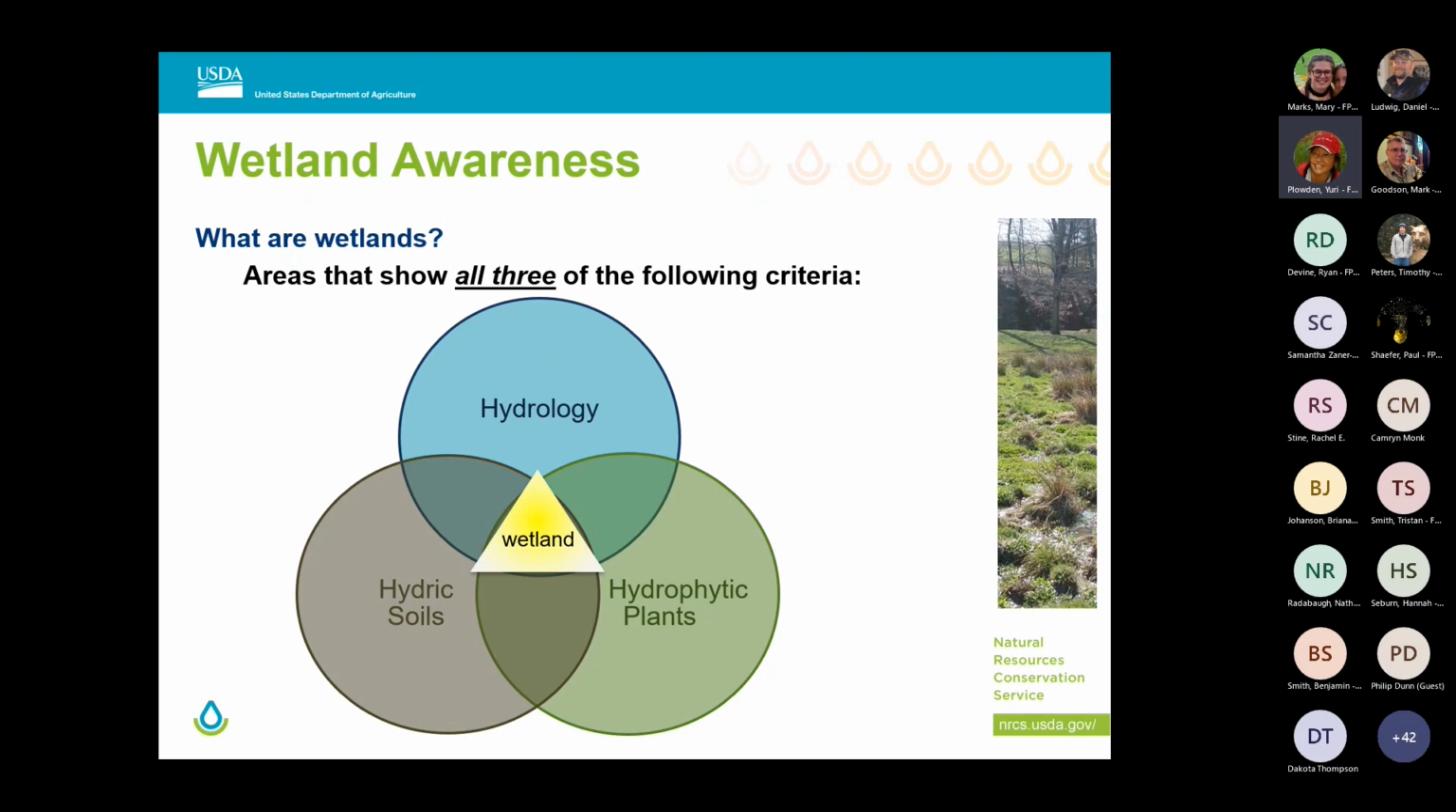Similarly, you might have hydrology, but maybe it's not long lasting enough to actually develop the other 2 parameters with it. Or it might be a pond, like we said, or a river. You have plenty of water there, but it's not considered a wetland that's regulated. And then you have hydrophytic plants. Again, hydrophytic plants can lie because you could have an upland plant growing in a wet area. You could have a wet plant growing in a somewhat dry area. They move around. And so that's why you need to have all three of those parameters to have an actual wetland.